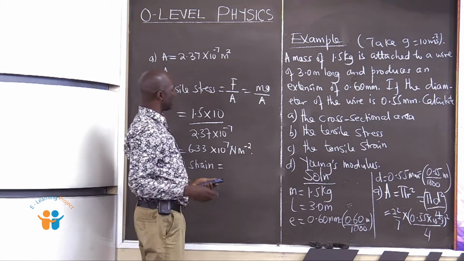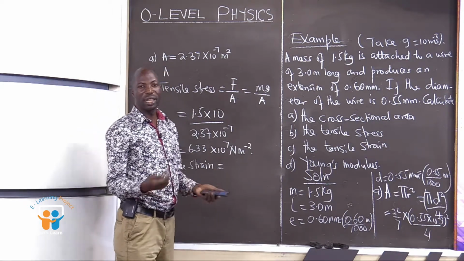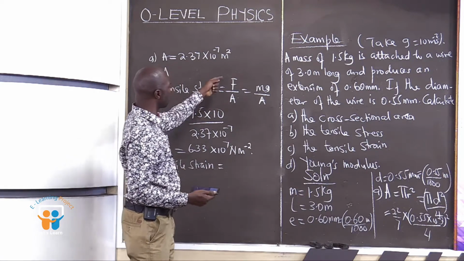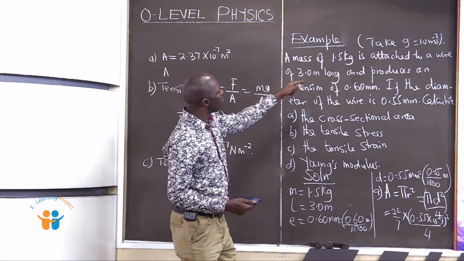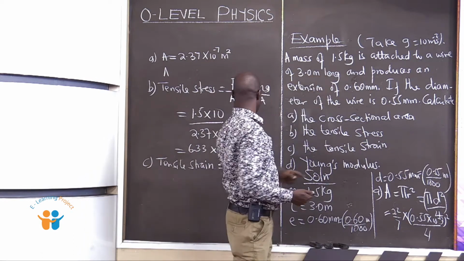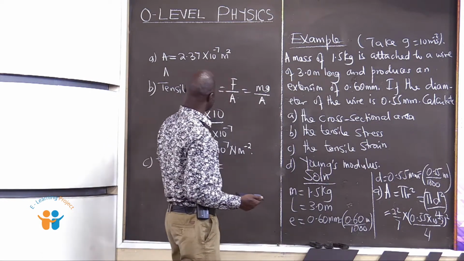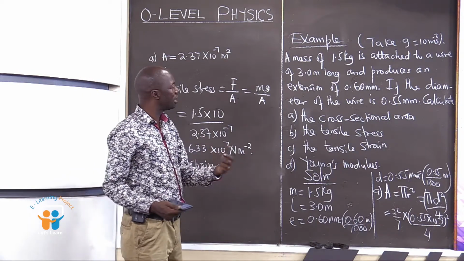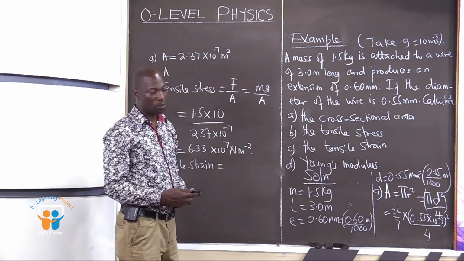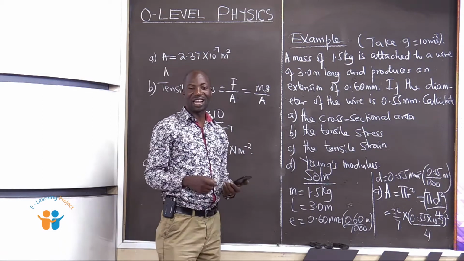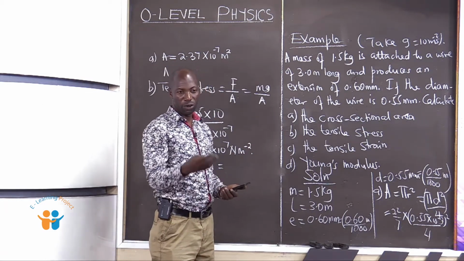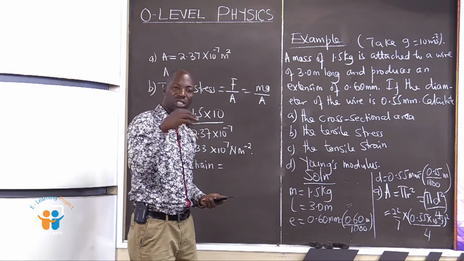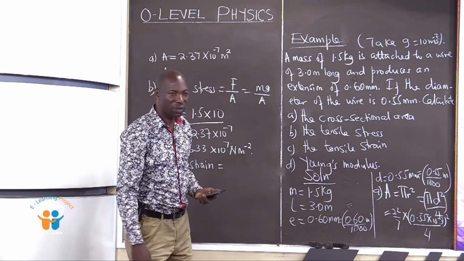What is important is not just the meaning. If you know the meaning, it's a matter of substitution. Tensile stress is force over area. Never make a mistake and substitute 1.5 the way it is. You must change it to force. And the force of mass is weight, which is actually mg. Remember that g is given at the beginning of the paper. For you who are going to be doing your physics papers, be checking for the constants at the beginning. They're always given to us.